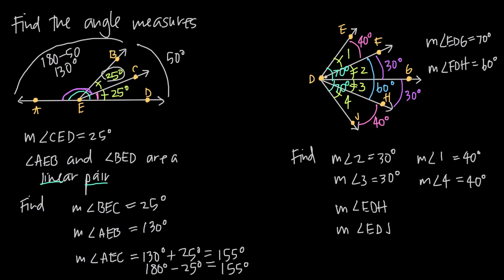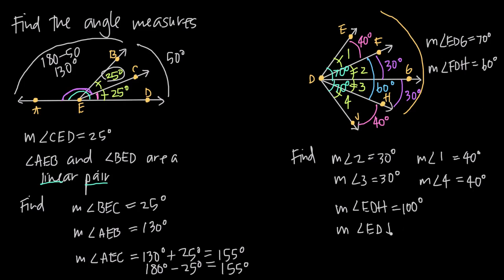So we have EDH, that's going to be this angle right here from E all the way down to H, like this. Well, we could say that's 40 plus 30 plus 30, or 100. We could also say 40 plus 60 is 100, or 70 plus 30 is 100. Either way we wanted to do it, since we know all of the measurements of these angles, there's several ways that we can get that value. But the angle EDH is going to be 100 degrees.